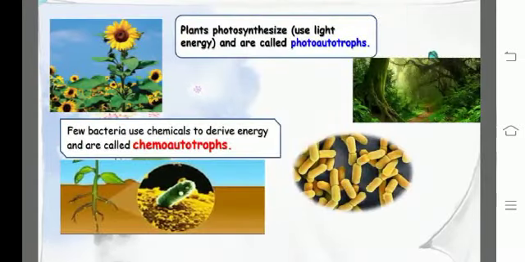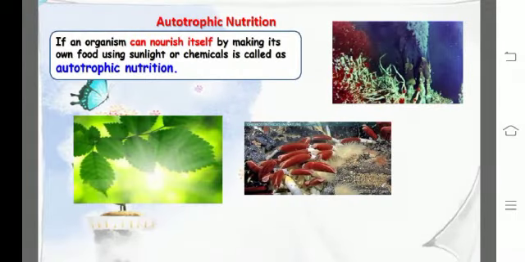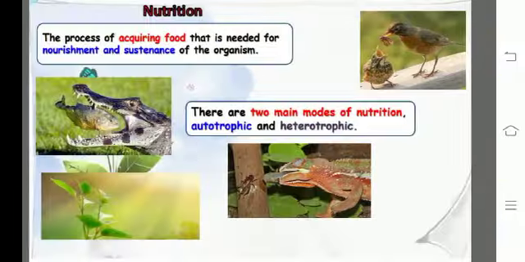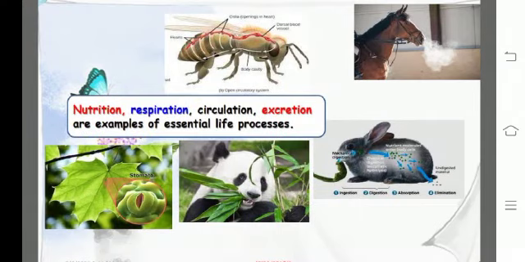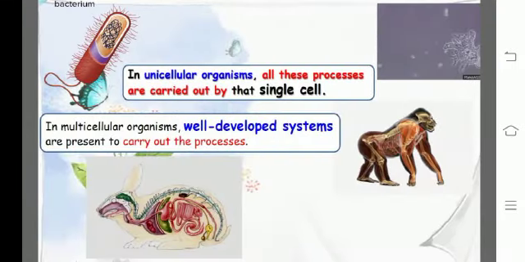So today, what are the things we saw? Again we will go for a recap. The first thing we saw was what is meant by life process, and next that maintenance of living organisms is essential even when we are sleeping, resting and moving. Next, there are four essential parts of life process: nutrition, respiration, circulation and excretion. Then we saw unicellular and multicellular organisms. Unicellular means a single cell, multicellular means many cells, like we people.